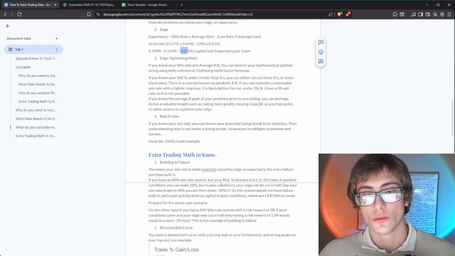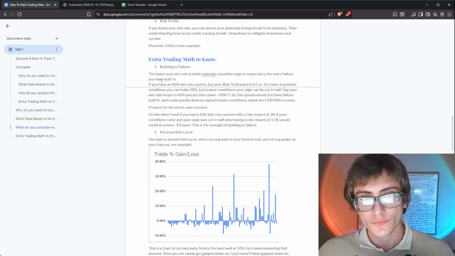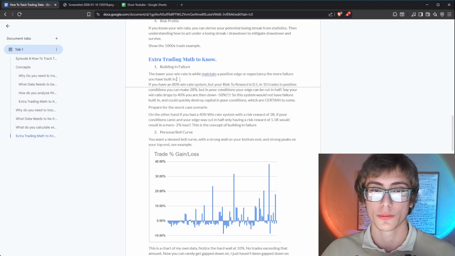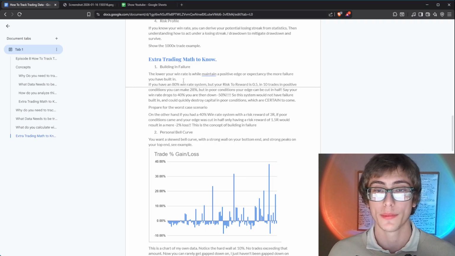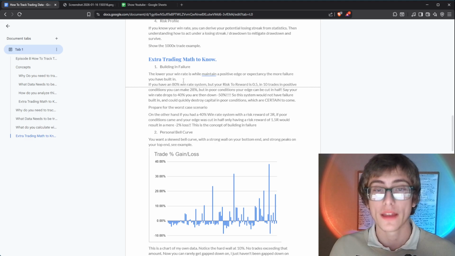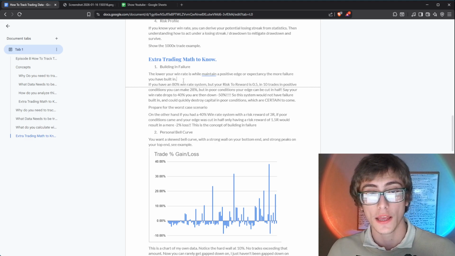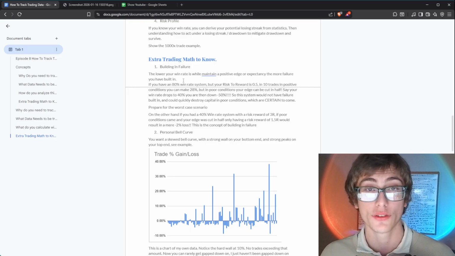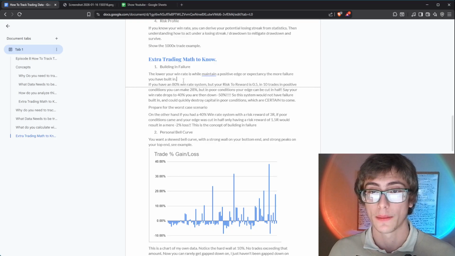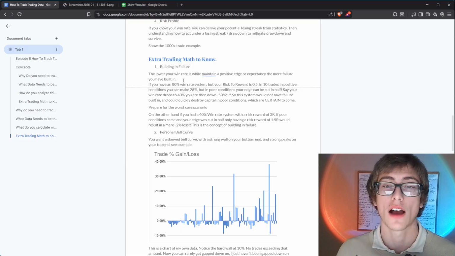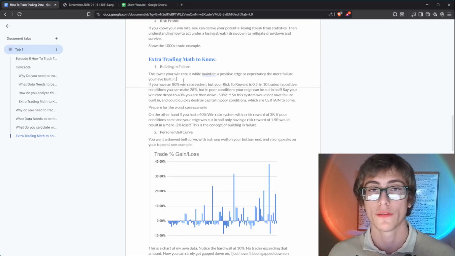So moving on to extra trading math to know. Point one, building in failure. The lower your win rate is while you maintain a positive edge or expectancy, the more failure you have built in. So if you have an 80% win rate system, but your risk to reward is 0.5, so very small, right? You're risking, let's say 10% and your return is 5%, right? That would be a 0.5.